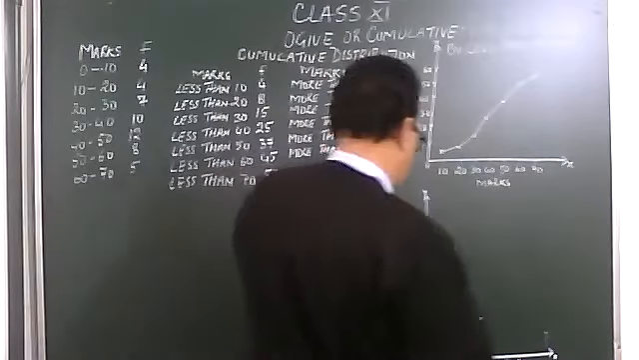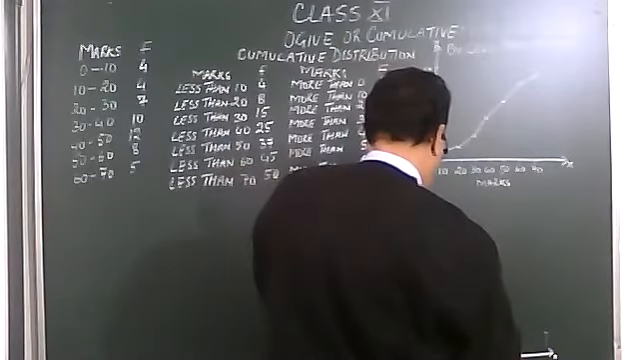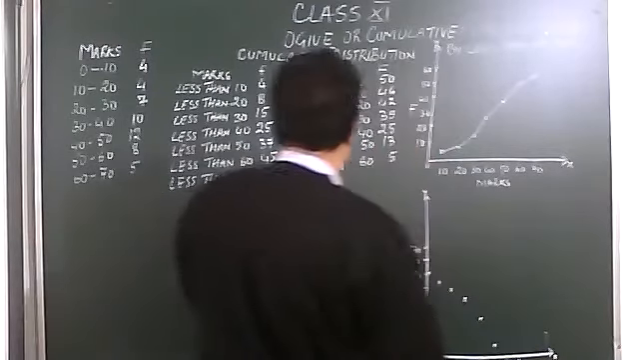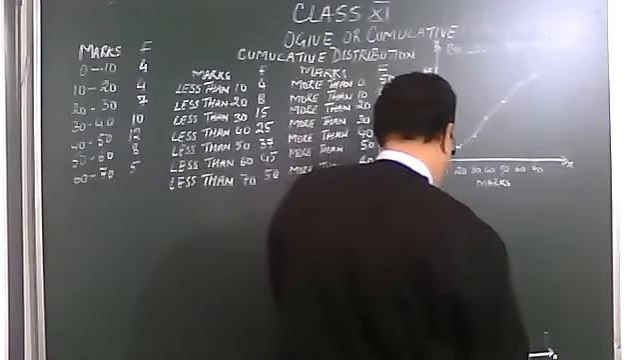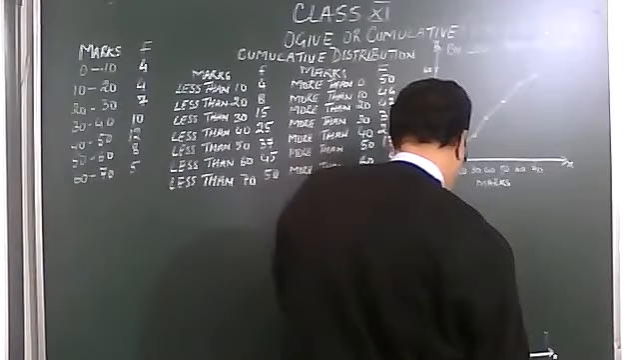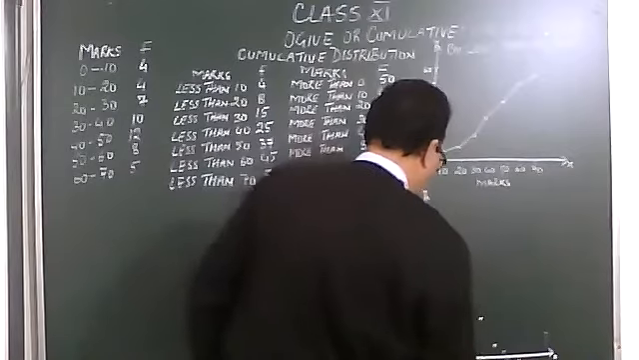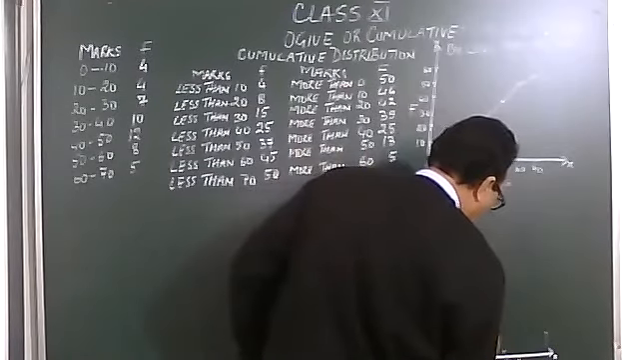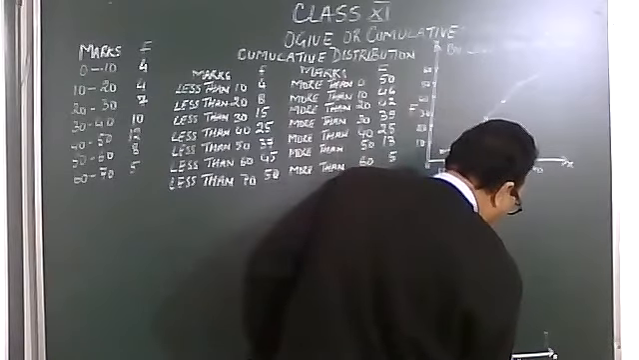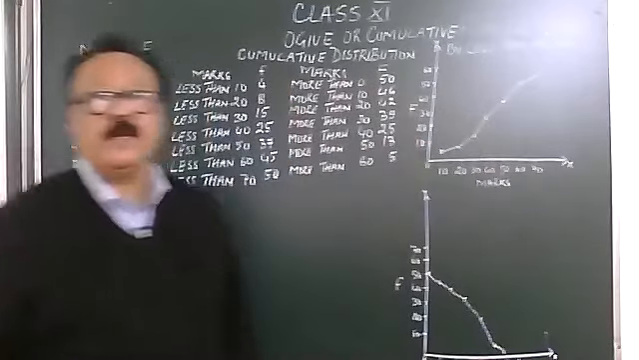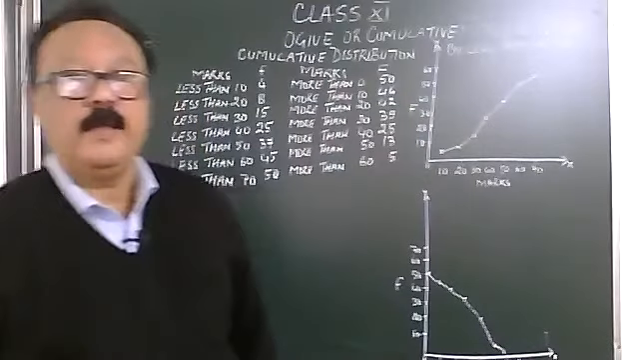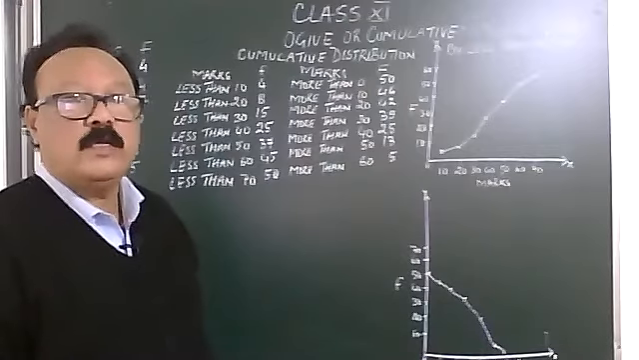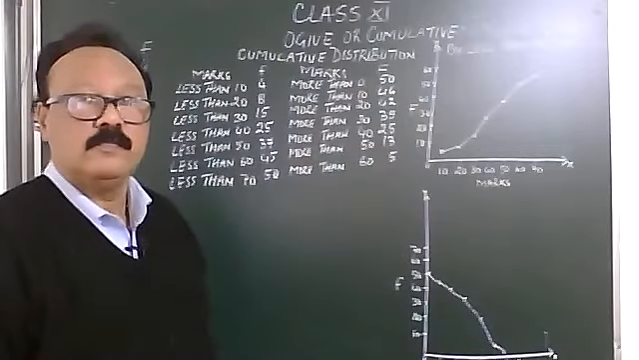More than 50 is 13. 13 here up. And then more than 60 is 5. 5 is here. Joining the points, we find that in the more than series, we get a downward sloping curve.